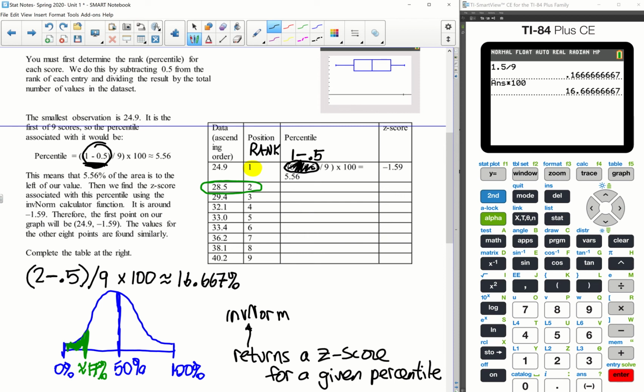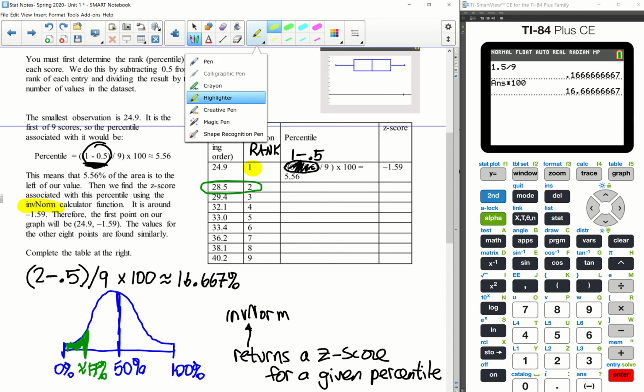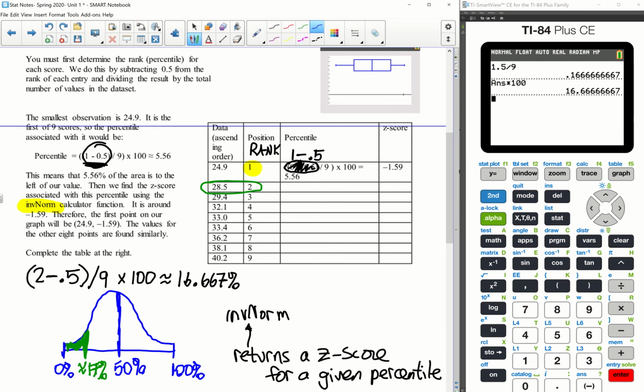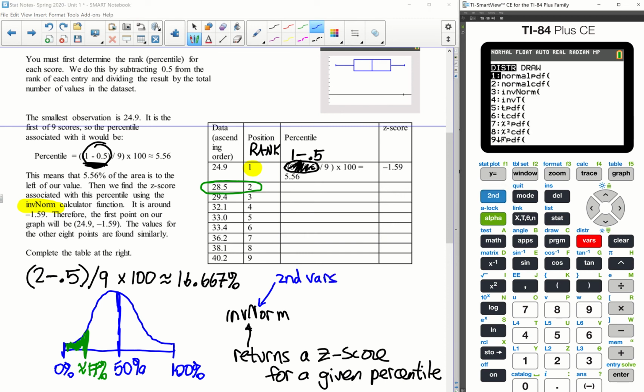In INV norm, it's me rewriting this command. It's a command in the calculator. That new pen can't come soon enough. So to get there, we're going to hit second vars, and it's going to be option 3.